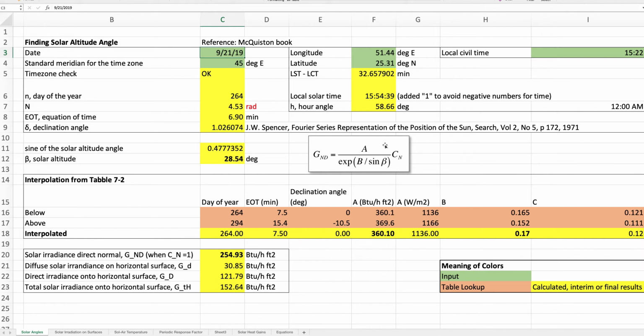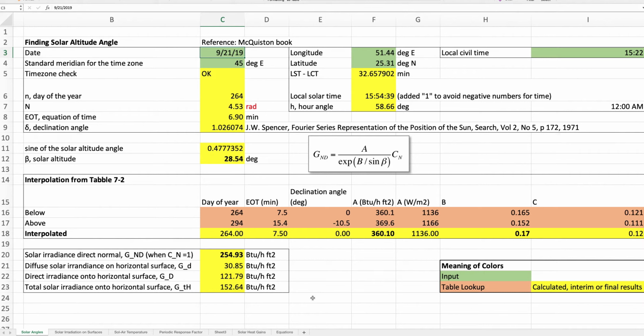The basic equation here is the calculation of the normal direct solar irradiation, which has three parameters, A, B, and Cn. Cn here is the clearness number. In this calculation, we assume the clearness number is 1. So we need to find A, B, and also another important parameter, which is beta, the solar altitude angle.